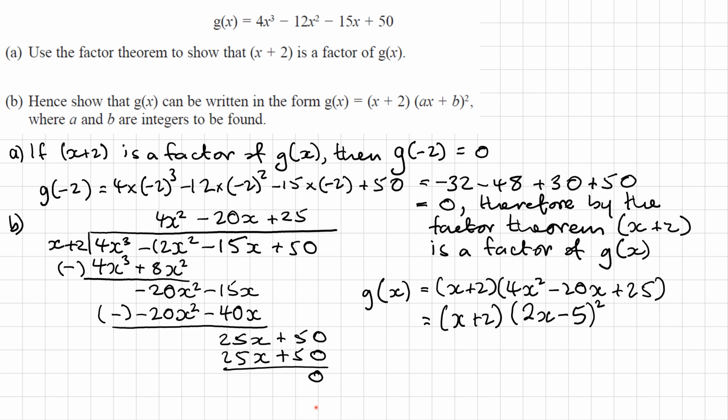So we always want to write it in the form that they give. So we found a equal to 2 and b equal to negative 5. So we've got it in the form that they want, and we've worked out the values of a and b.